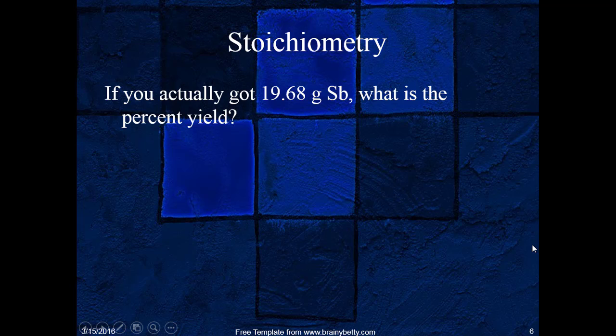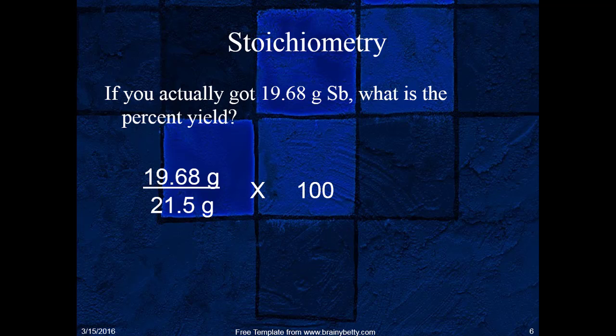So, here's our final question. If you actually got 19.68 grams of antimony, what is the percent yield? The actual yield is 19.68. Divide that by the theoretical yield of 21.5, times by 100, check your sig figs, and you got 91.5% of what you expected. And that's not bad. For our purposes, any percent yield that comes out to be above 90% is pretty good.